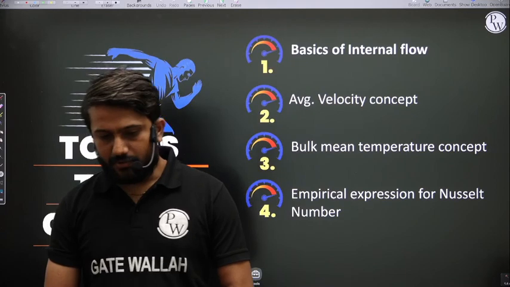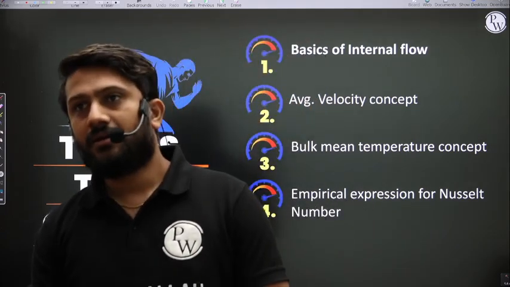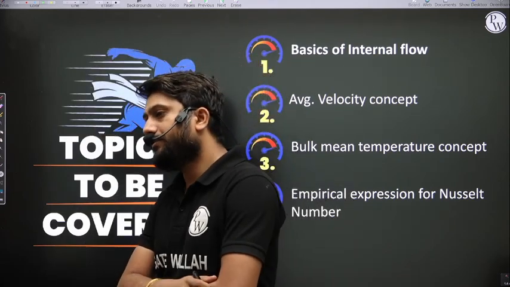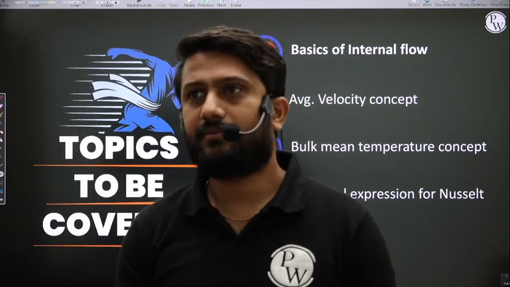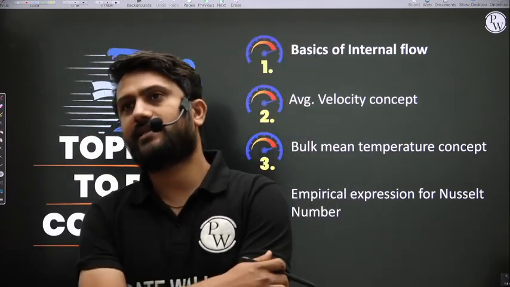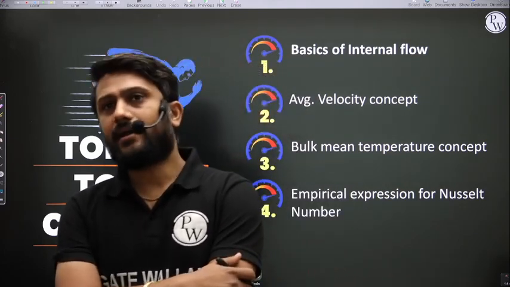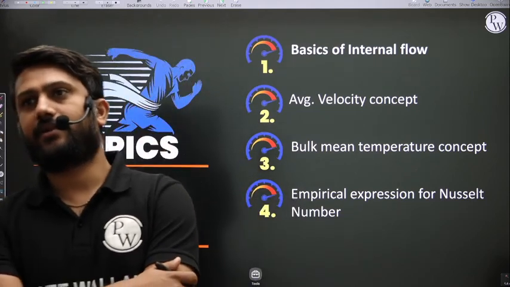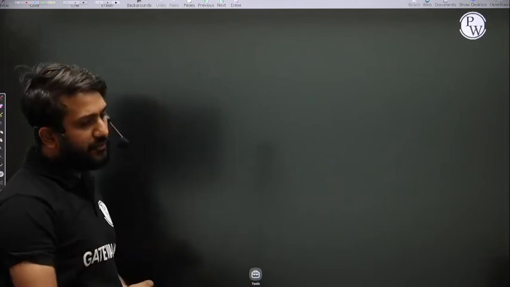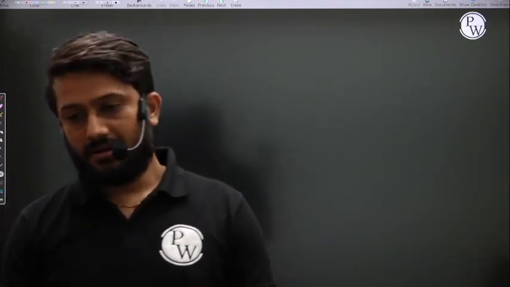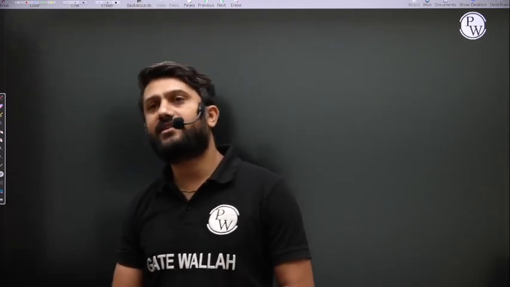After that we will discuss the concept of average velocity. What is the average velocity, or you can say mean velocity? And after that we will discuss the bulk mean temperature, or simply mean temperature, also known as the mixing cup temperature. And after that we will discuss the empirical expression for the Nusselt number, right? So before discussing internal force convection, first we will discuss the internal flow.